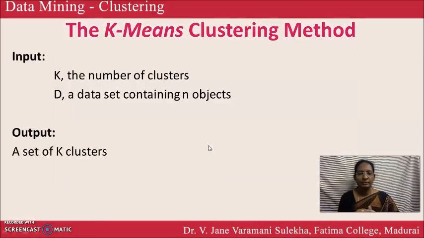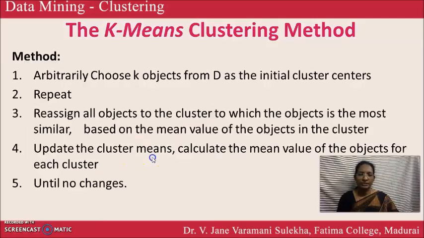Now let's see the algorithm. Input k, the number of clusters, and D, a data set containing n objects, and the output is a set of k clusters. So how does it function? First step, arbitrarily choose k objects from D as the initial cluster centers. Then it will continuously reassign all the objects to the cluster to which the object is the most similar based on the mean value of the objects in the cluster. The next step, update the cluster means, calculating the mean value of the objects for each cluster. It will be repeated until there are no changes.